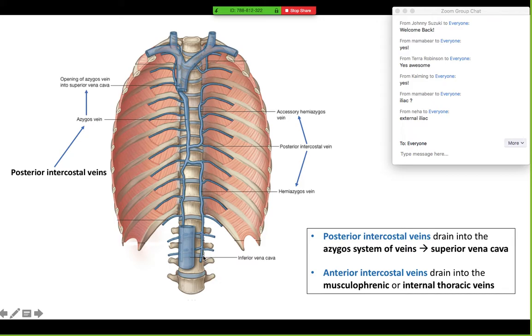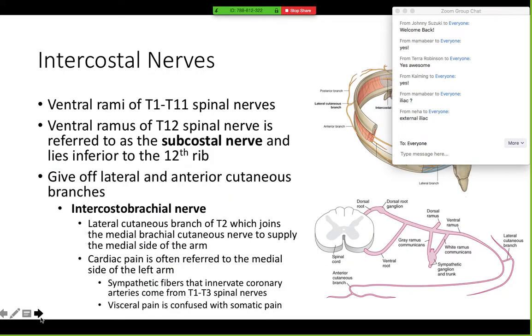So I believe what they did last year is they showed the hemiazygous crossing over the vertebral column, and then they tagged it. So you could see it crossing over and draining into the azygous, and it was down here, so you would know to call it hemiazygous.